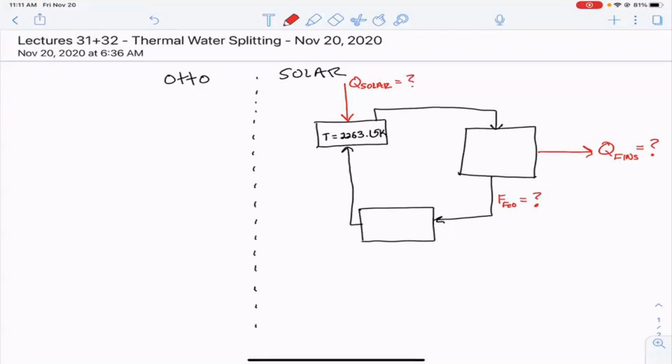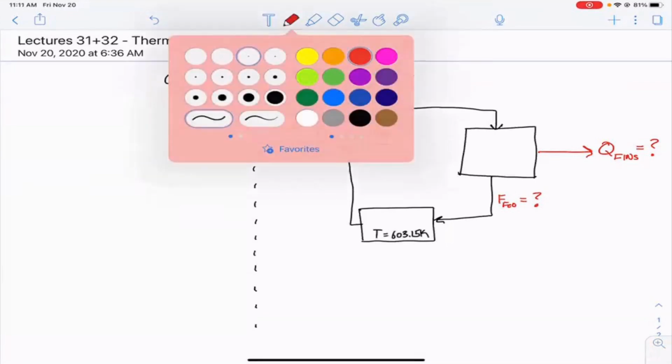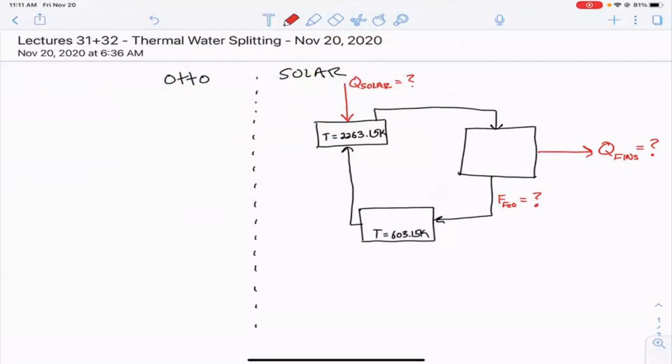And then when we leave the lower temperature part of this process, where our temperature is equal to 603.15 Kelvin, we are completely Fe3O4. So the flow rate of Fe3O4 is also unknown. Okay. Now the diagram, of course, is missing a couple things.